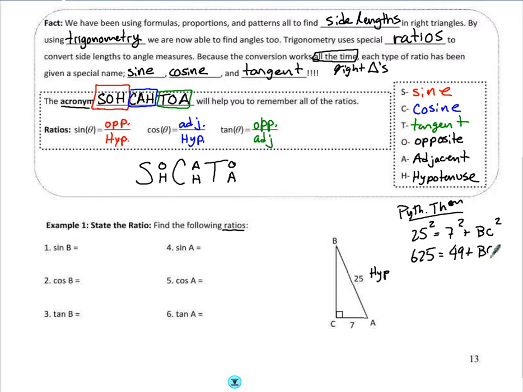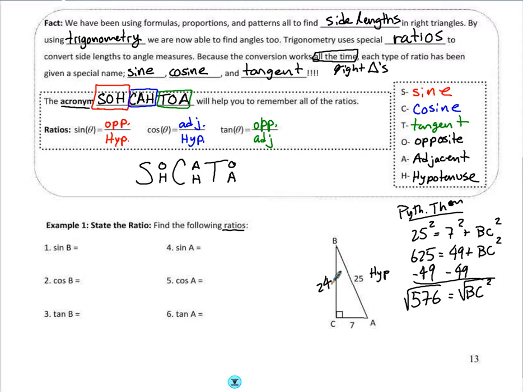When I subtract 49 from both sides, I get 576. And if I'm solving for the length of BC, I need to undo the square with the square root. The square root of 576 is a perfect square, and that's going to be 24. So the length of BC is 24. Now I know all three sides.